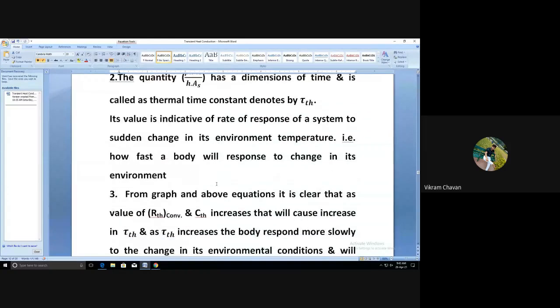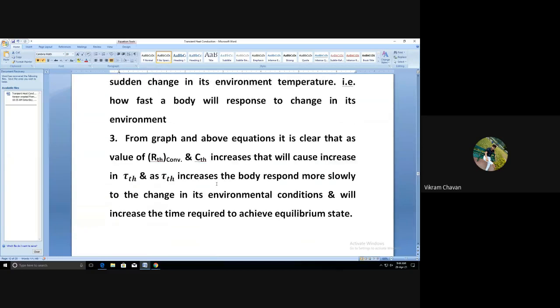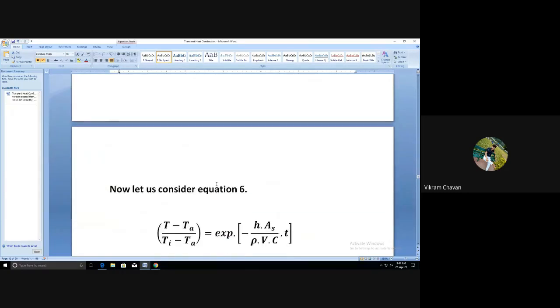Then if you increase the R th convection value or the C th value, both help to increase the tau value. And as tau keeps increasing, the system responds more slowly to the change in environmental conditions. That is our third point, which we discussed in the last lecture.